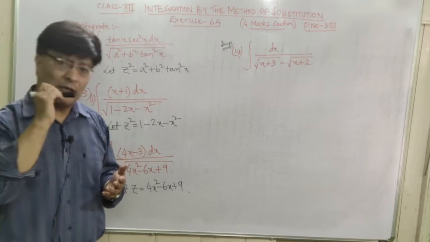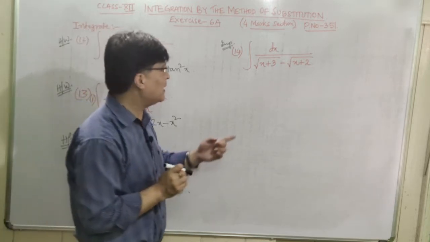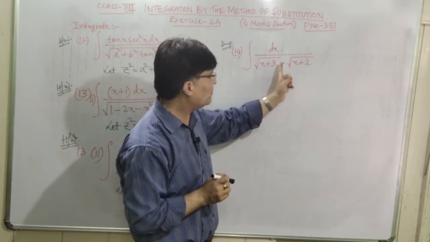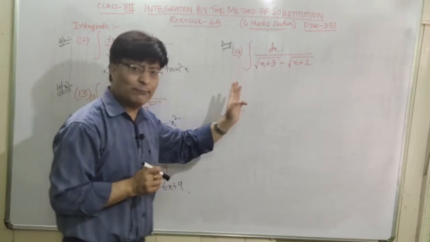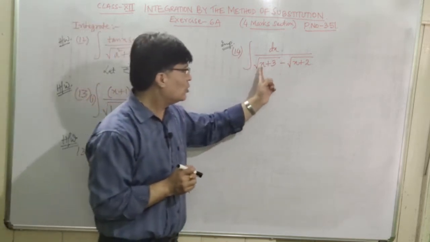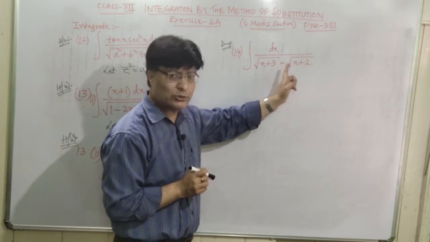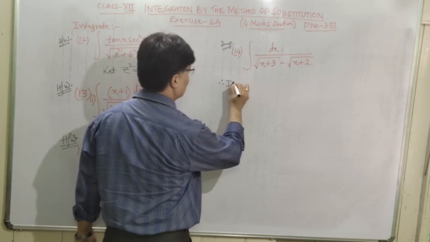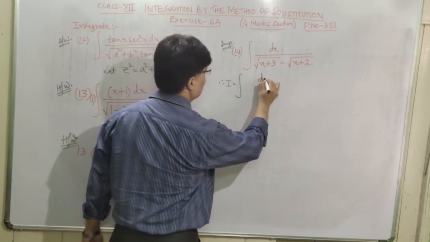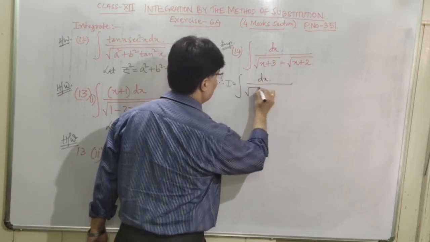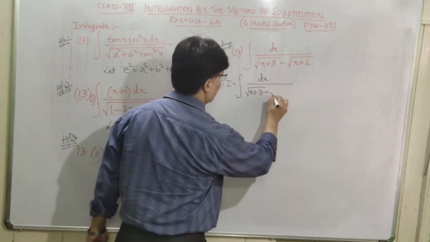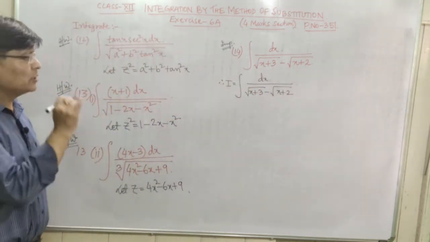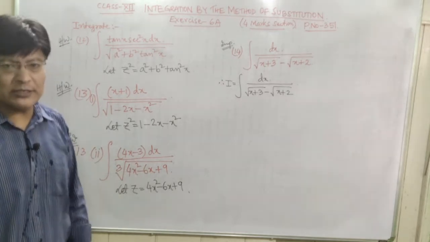That means you can remove the square root from the denominator by multiplying both the numerator and the denominator by the opposite sign. That is root over x plus 3 plus root over x plus 2. You have to multiply both the numerator and the denominator by root over x plus 3 opposite sign, plus root over x plus 2. So let us assume it as capital I. Capital I is equal to the integral of dx divided by root over x plus 3 minus root over x plus 2. Okay, so let us remove the square root from the denominator.